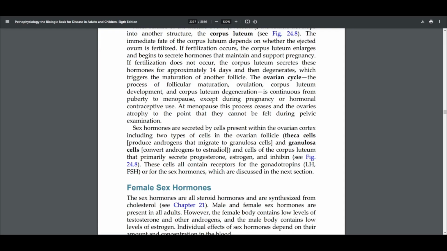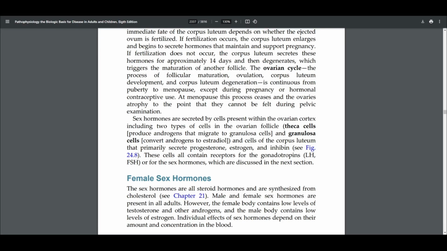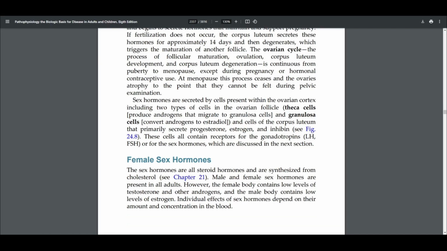Sex hormones are secreted by cells present within the ovarian cortex, including two types of cells in the ovarian follicle, theca and granulosa cells, and cells of the corpus luteum that primarily secrete progesterone, estrogen, and inhibin. These cells all contain receptors for the gonadotropins, or for the sex hormones, which are discussed in this section.